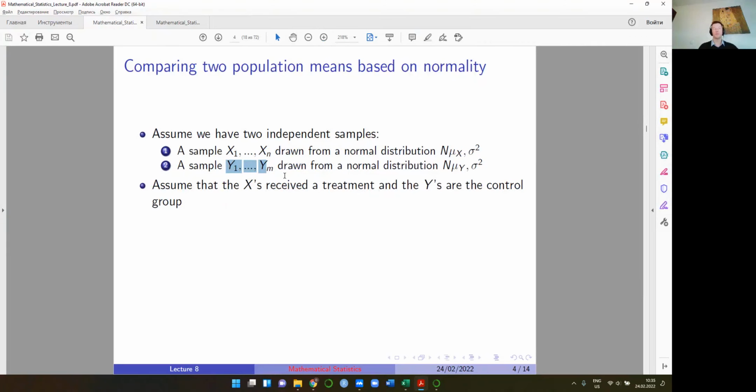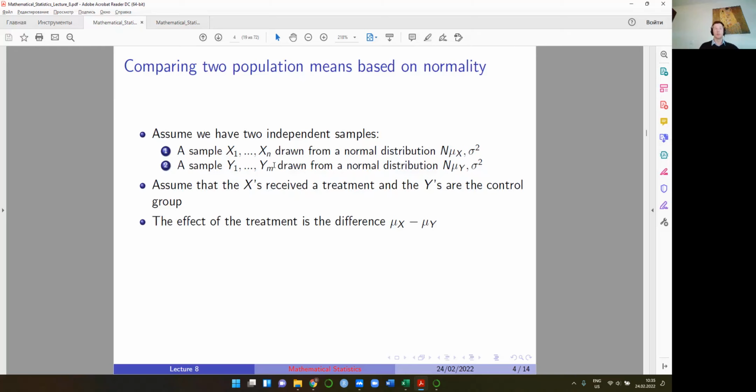Okay, so we assume something like this. So the effect of treatment is the difference between mu x and mu y, right? That's the difference between the mean value of this variable and the mean value of this variable.